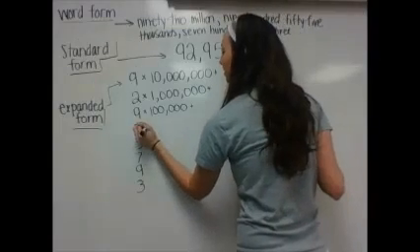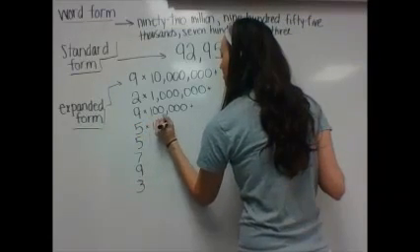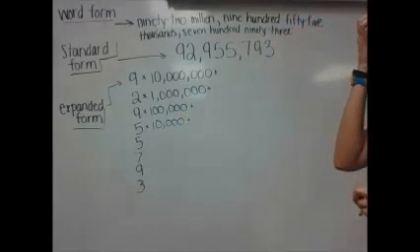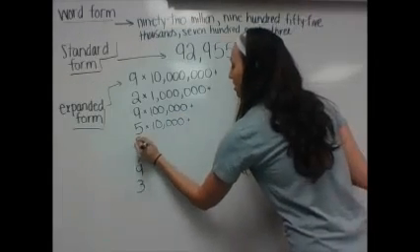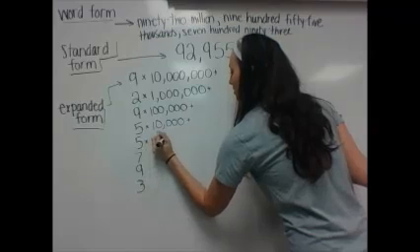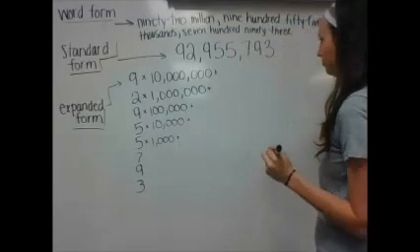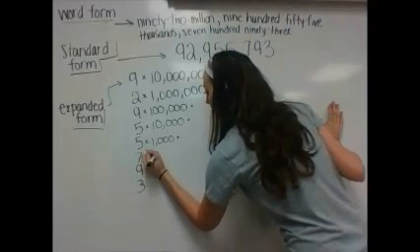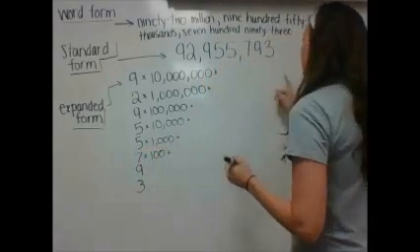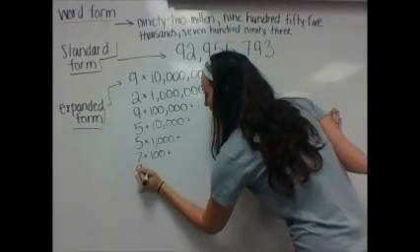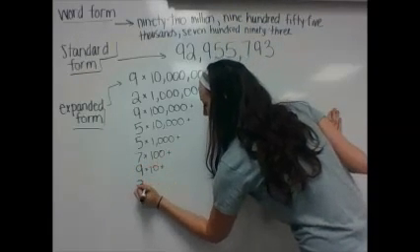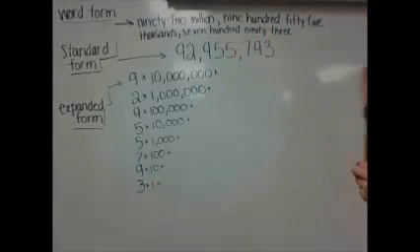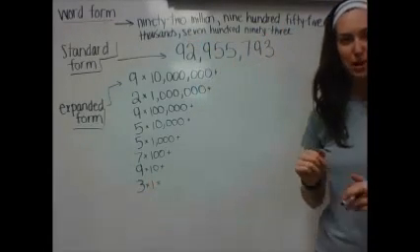This 5 is in the 10,000s. So 4 zeros. This next 5 is in the thousands. 3 zeros. 7 is in the hundreds. 9 is in the tens. And the 3 is in the ones. And that would be equal, and it equals this lovely standard form number.